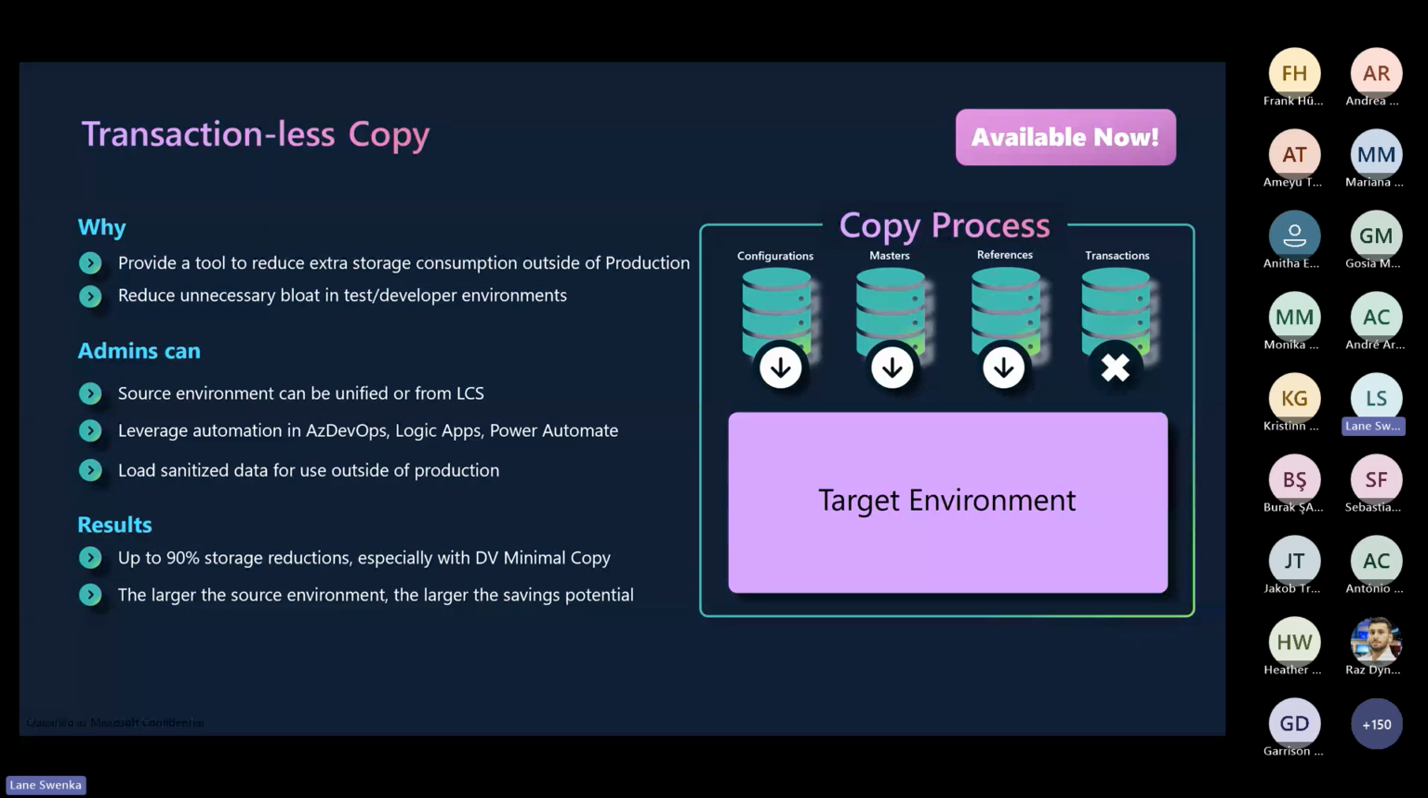We're seeing that this is reducing customer consumption by about 90%. And it's typically the more transactions you have in prod, the more storage reduction you get, right, as part of this process. So we're really excited. This is GA. It's available in the UI. It's available via API and so forth.